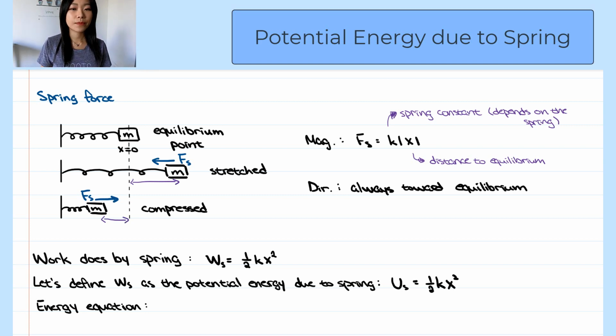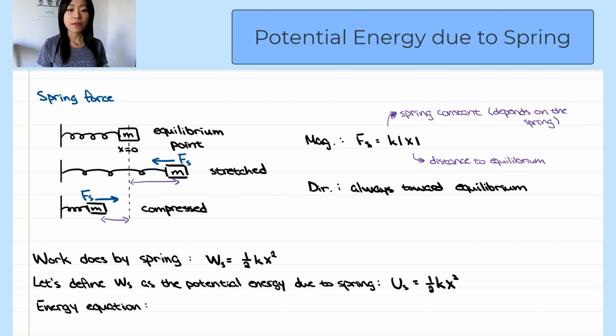The work done by the spring, we denote that as W sub s, and it equals half times the spring constant times the distance squared. Let's define the work done by the spring as the potential energy due to the spring. Then now we can rewrite the energy equation.